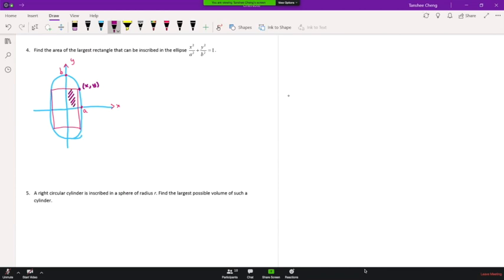And we want to find the largest area in this quadrant 1 so that later on I can just multiply by 4 to get the entire rectangle. Are we all following so far? The idea? We good?